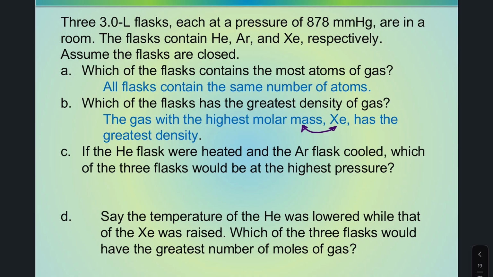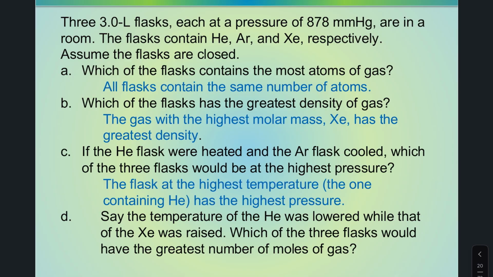And if you heat the helium flask and you cool the argon flask, which of the three flasks would be at the highest pressure? Let's take a second to think about this one because this one's a little bit tricky. We have helium, which started at 878. We heated that. Argon, which was at 878, we cooled it, and then the xenon is at 878 continuously.